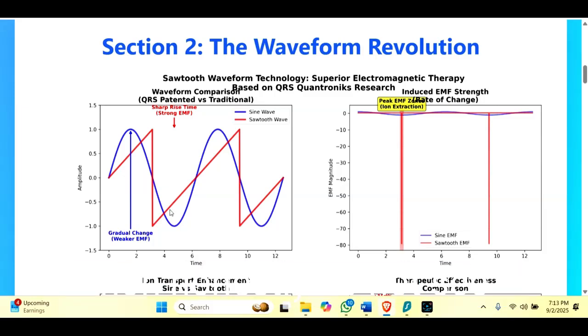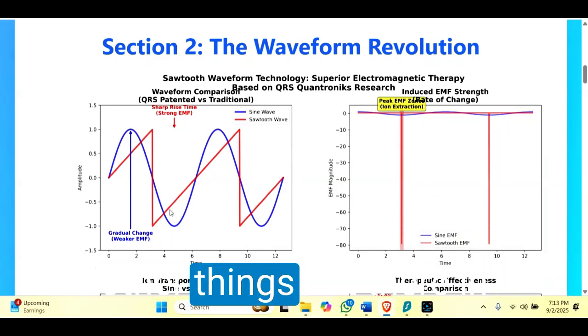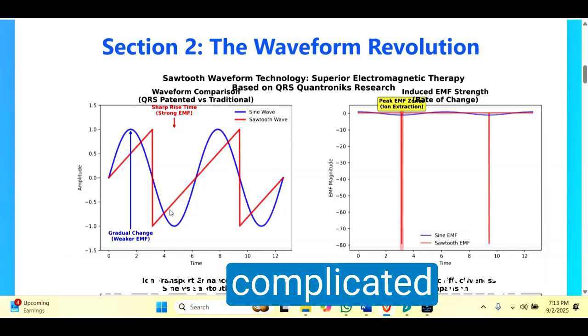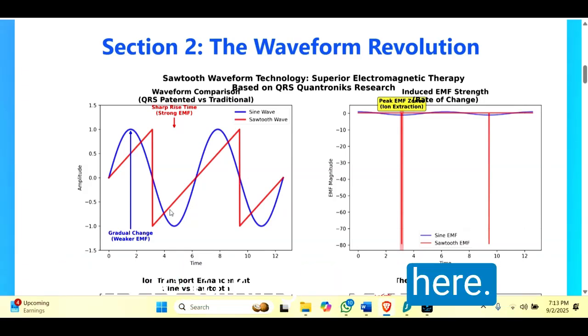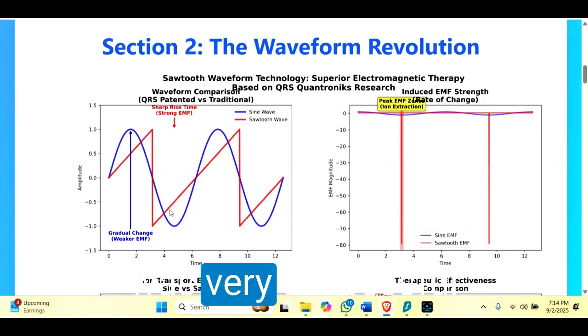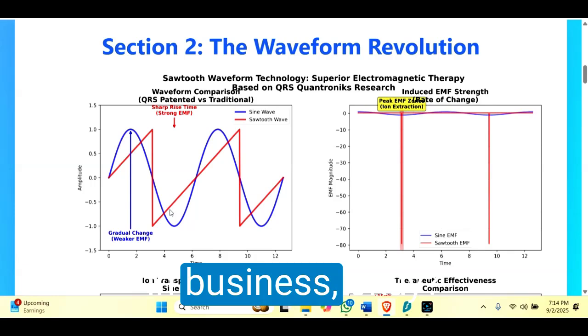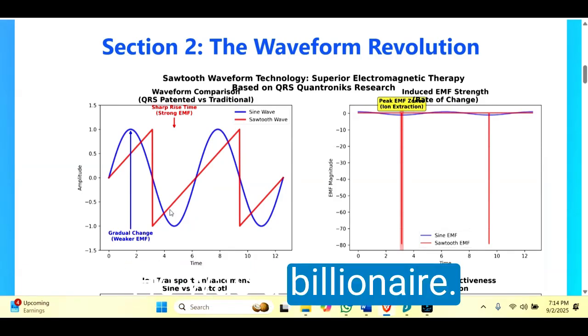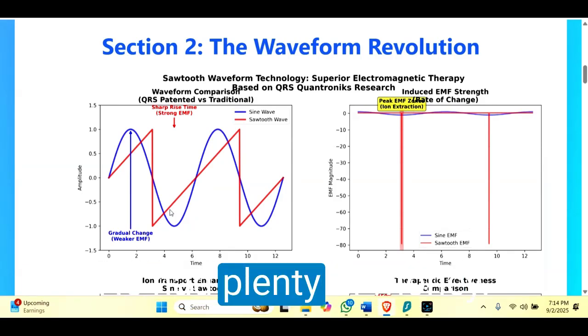The main reason you honestly do not see a lot of other research with other brands, a lot of other breakthroughs in the PEMF space, is because it costs a lot of money. This is so complicated, what we're talking about here. It's just so extremely expensive. You may not know this, but Dr. Fisher was very successful in business, okay? Building companies, all kinds of stuff. Very successful. He was a billionaire. He had plenty of money.